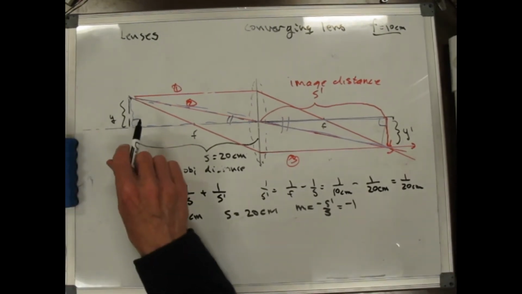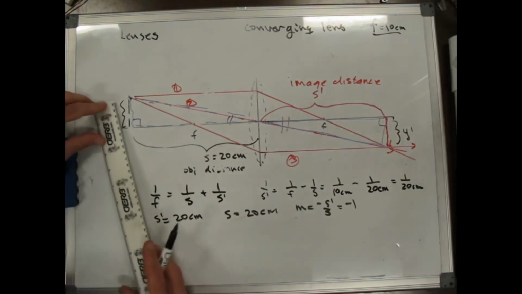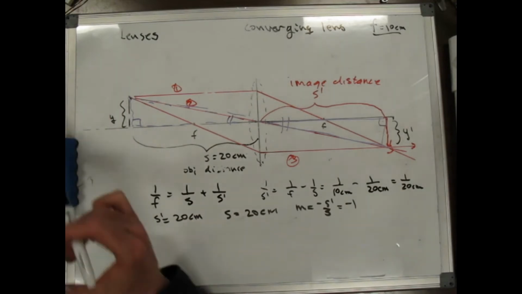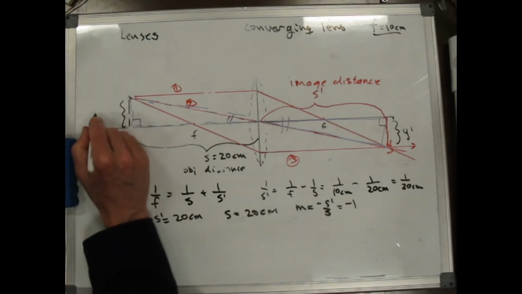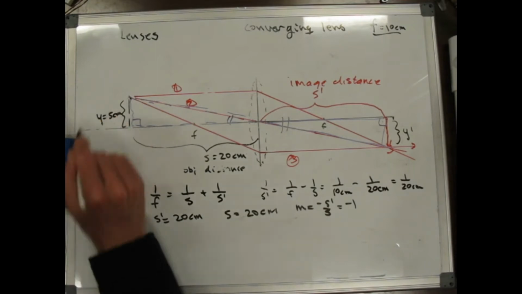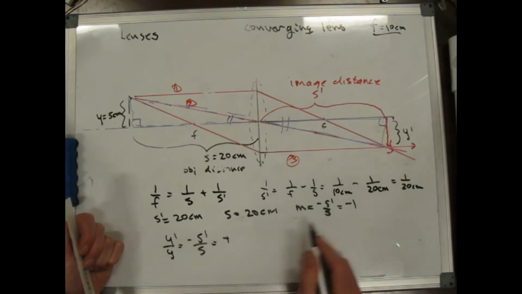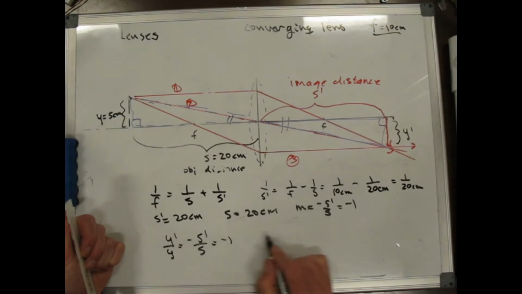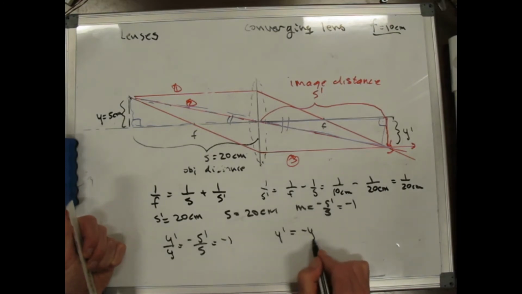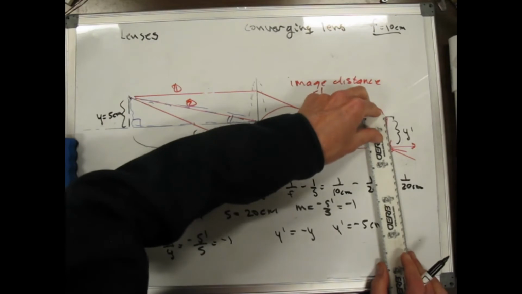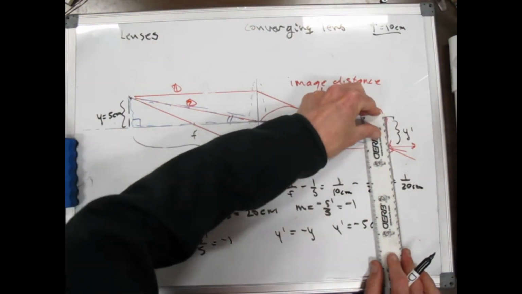So I believe when we started I said that height was 5 centimeters, but let me just measure it again. Yep. And so I can say this is y equals 5 centimeters. And of course, since y prime over y equals minus S prime over S, which is -1, that's what we just calculated, y prime is equal to minus y, and so y prime is equal to minus 5 centimeters. And that's pretty much what we measure when we see this. This is about 5 centimeters tall, and it's upside down.